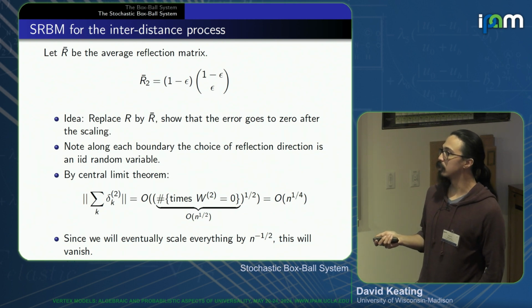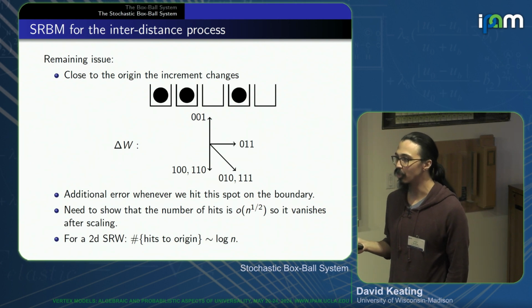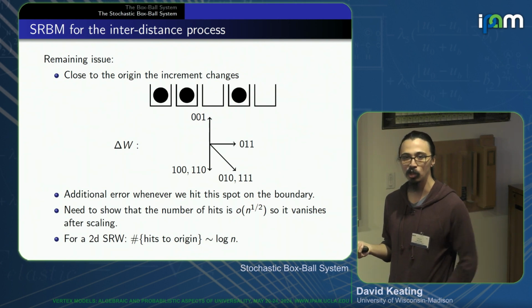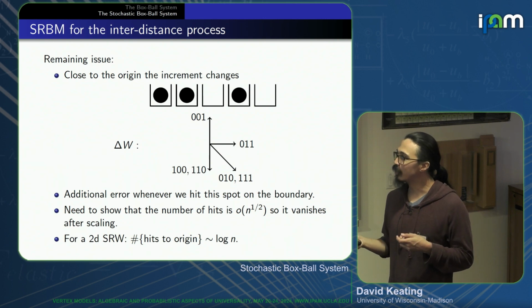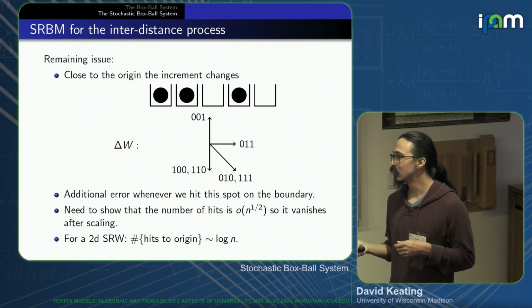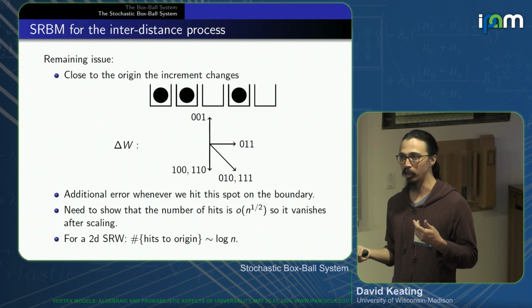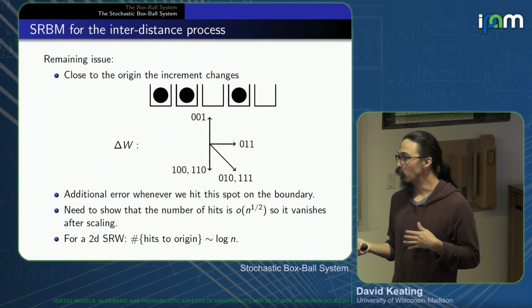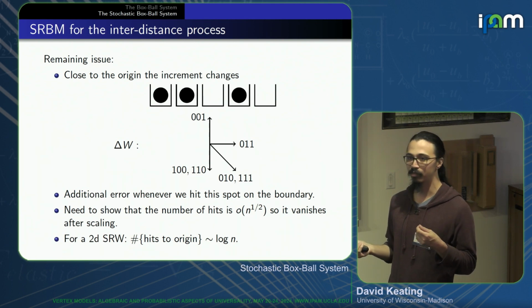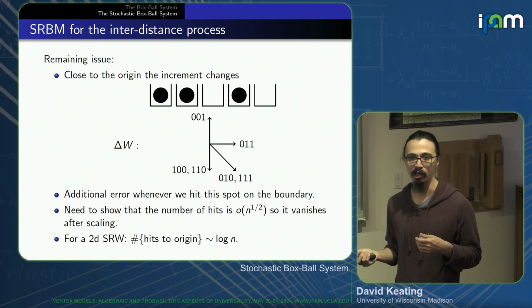So this is all nice, but the issue we have remaining is that I kind of lied, and the reflection does depend on where you are on the boundary, but only very, very close to the origin. The reflections only change when you're very, very near the origin. And in that case, we'll have some additional error from replacing R by its average. And we need to show that this error doesn't contribute that much. So we need to show the number of times you hit very, very close to the origin is little o of n to the 1/2.